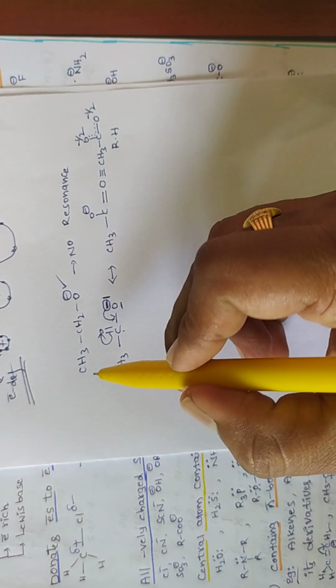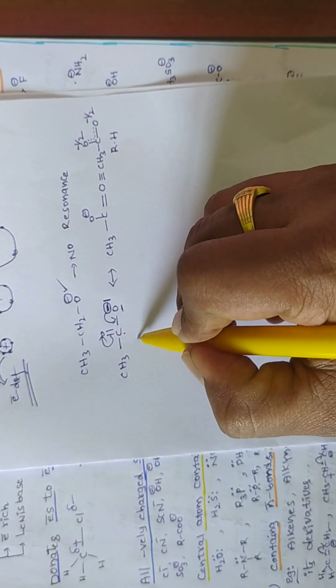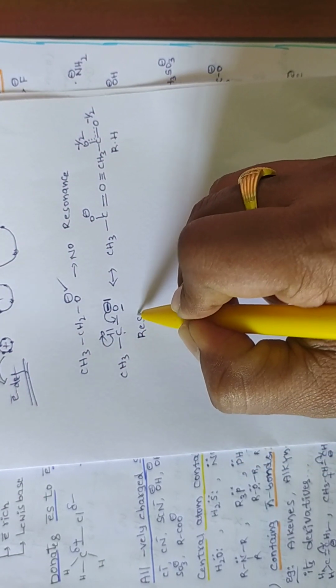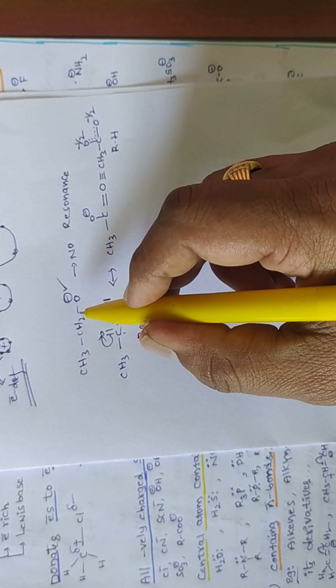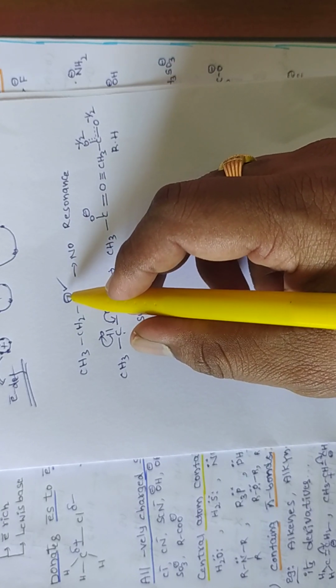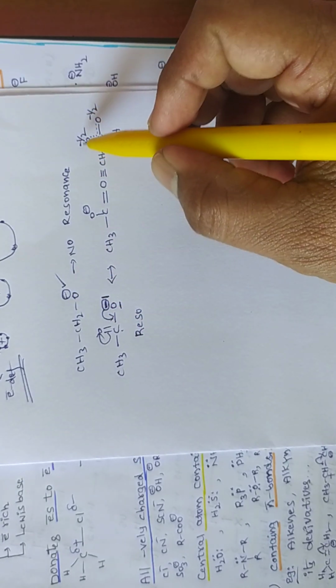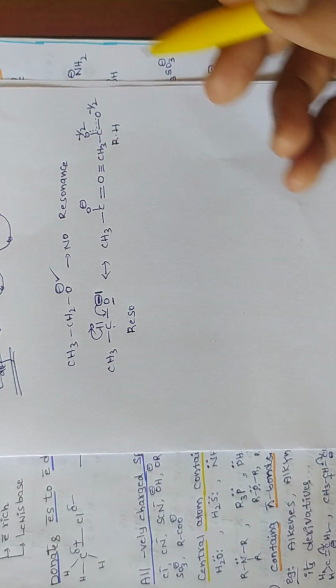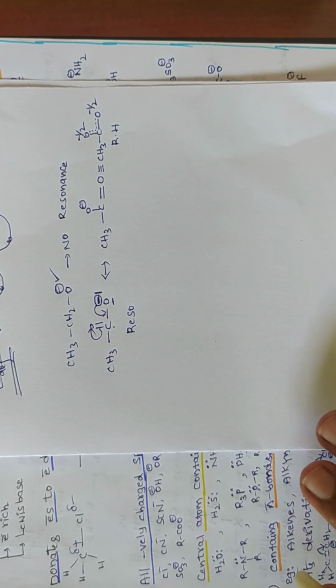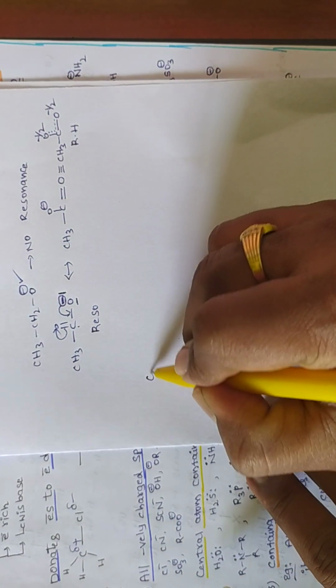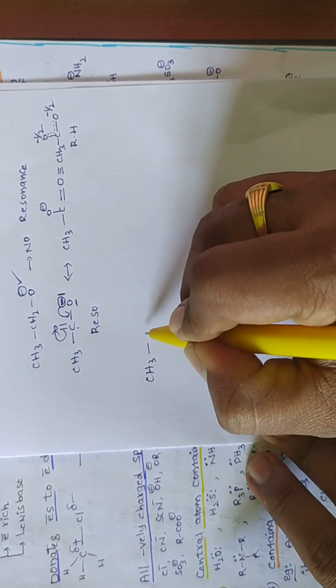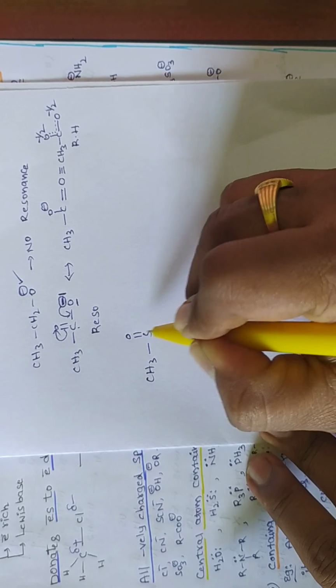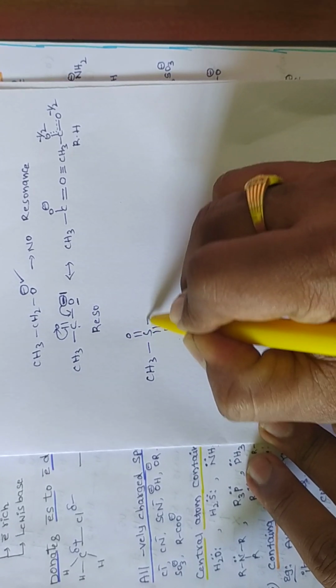So when we compare this and this, here there is some resonance, here there is no resonance. So the negative charge is more here, and here the negative charge is less. Less is the negative charge, less is the electron density, so less is the donating capacity. Next, another one: CH3 S double bond O, S double bond O, O minus.